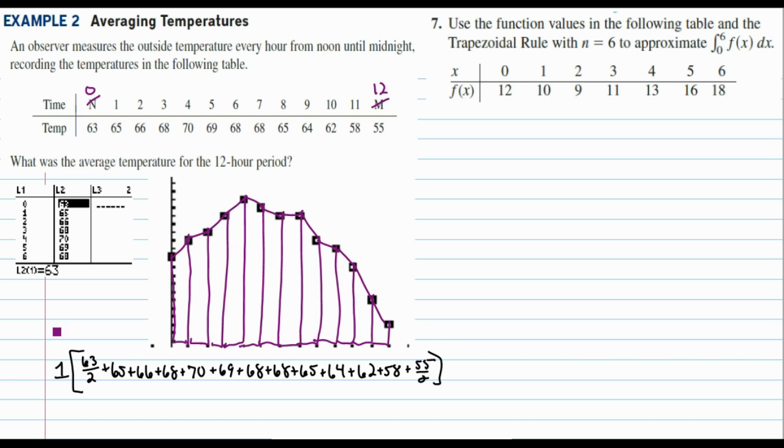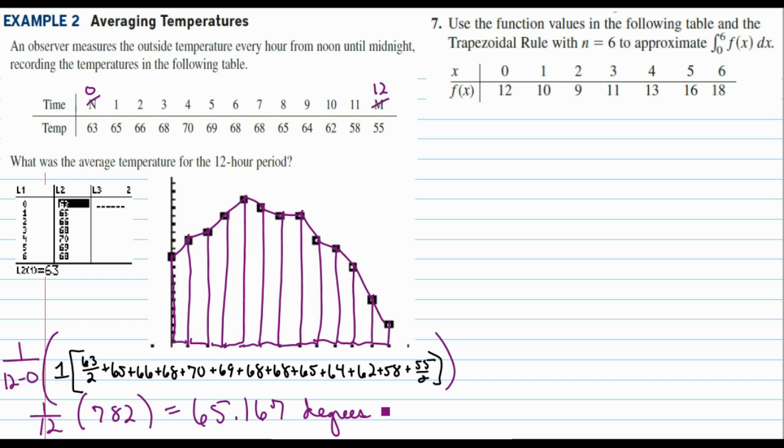And then, of course, I'm finding the average value of that, so I need to multiply by 1 over b minus a. Well, in this case, it's 12 minus 0, so a total of 12 hours. So I get that the area under the curve is 782. If I added up all the cumulative temperatures, I'd get 782 total degrees. So the average temperature, if I divide that by all 12 hours, is 65.167 degrees.